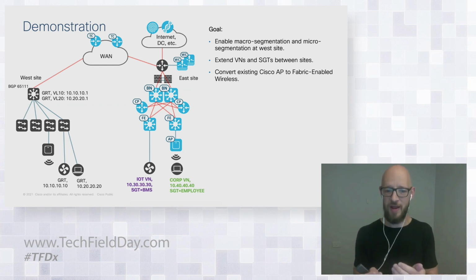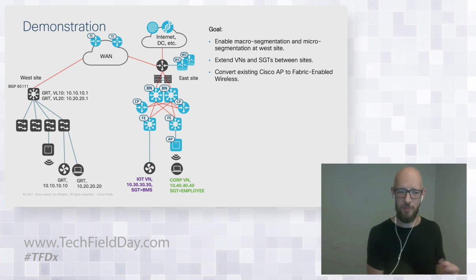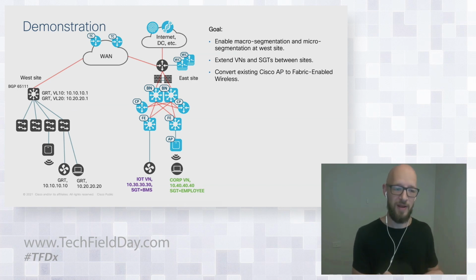As we can see on the right-hand side, there's two endpoints. They're each authorized into different virtual networks, IoT-VN and Corp-VN, and they each have a tag assigned based on the logic inside of ISE. So one has a BMS tag and the other has an employee tag. We're also going to convert the wireless on the left-hand side to fabric wireless. So the assumption is this existing AP is a reasonably modern Cisco AP that is SD-Access capable. If it was an older one, it may need to be replaced, or it may need to use a different means of connecting into fabric.